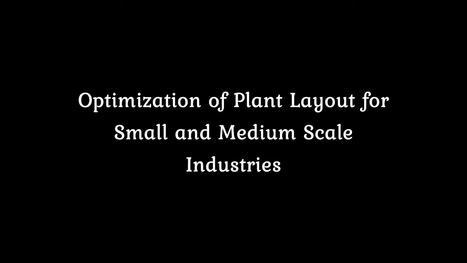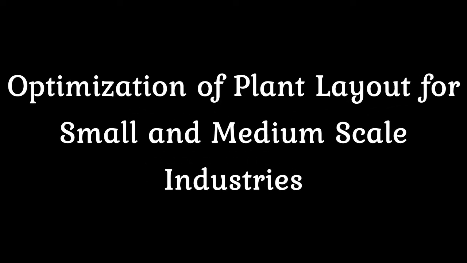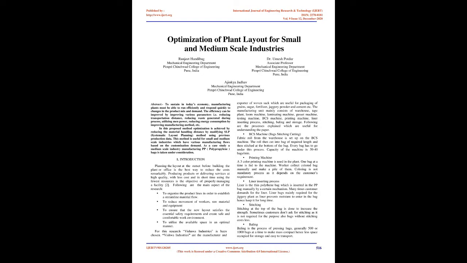Optimization of plant layout for small and medium-scale industries. Abstract: To sustain in today's economy, manufacturing plants must be able to run efficiently and respond quickly to changes in the product mix and demand. The efficiency can be improved by improving various parameters, i.e. reducing transportation distance, reducing waste generated during process, utilizing manpower, reducing energy consumption by improving manufacturing method, etc.